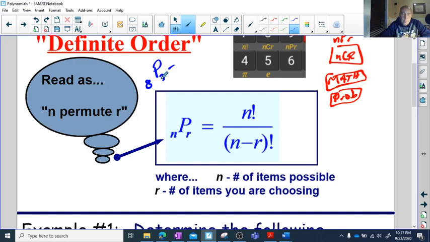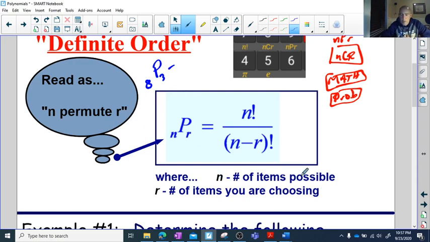Now, order doesn't necessarily mean put first, second, third. Order could mean title them, give them each a distinct color or something along those lines. That's where they mean order. Sometimes students get fooled by that and they think order means first, second, third all the time. It doesn't have to necessarily be that.